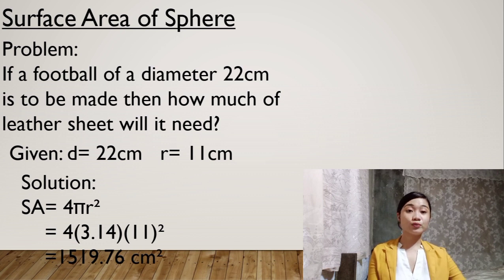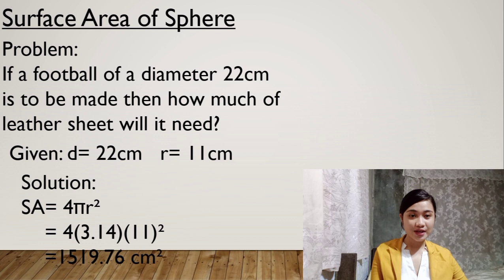Okay. If a football of a diameter 22 centimeters is to be made, then how much leather sheet will it need? So how many centimeters? So the given is the diameter, 22 centimeters. However, the formula of the sphere is 4 pi r squared. So we are asked for the radius, and the given is the diameter. So all we have to do is get the radius from the diameter of 22 centimeters.